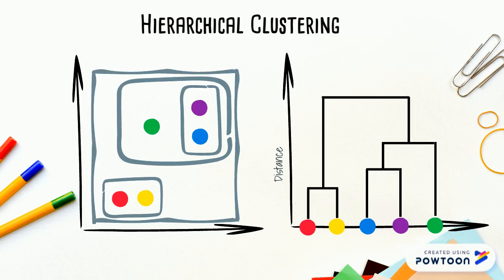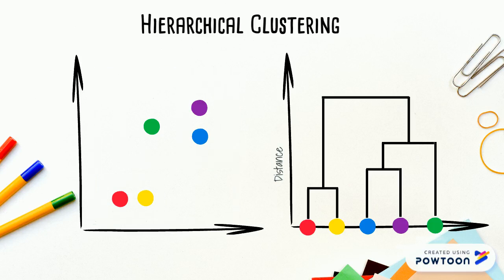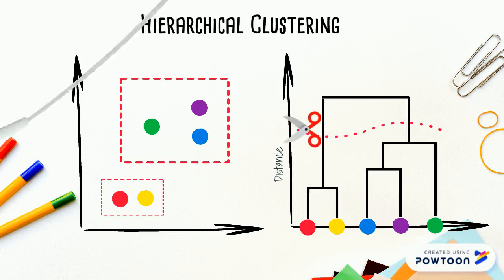As you can notice on the right, while we were merging the clusters, we were also drawing a dendrogram mirroring this process. It shows the hierarchical relationship between the clusters. After a dendrogram is formed, you can split it into the number of clusters you need.